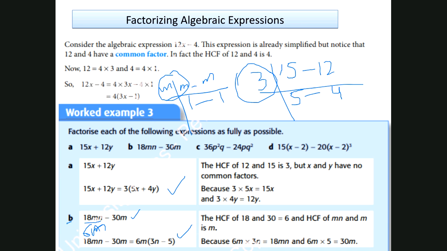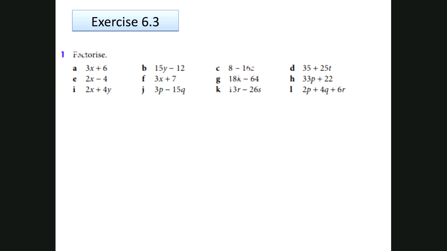Is it clear? Anyone, if you want to ask anything, I can explain once again. Yes, Mahat, is it clear? Okay. Now come to the exercise. Thank you very much, Musa. If it is clear, come to the exercise.